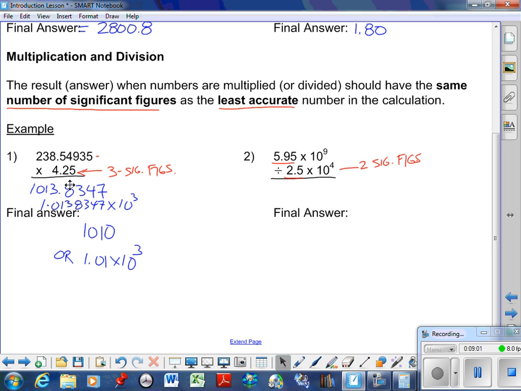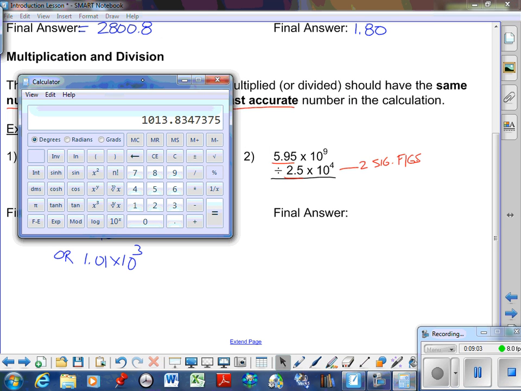So the other one, just finishing it up, finish off the note here. The 5.95 exponent 9. And we'll do the divide by 2.5 exponent 4. And we end up with an answer of 238,000.